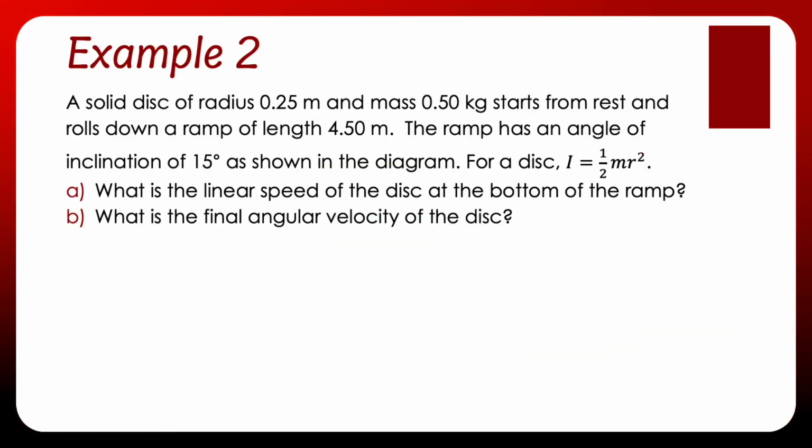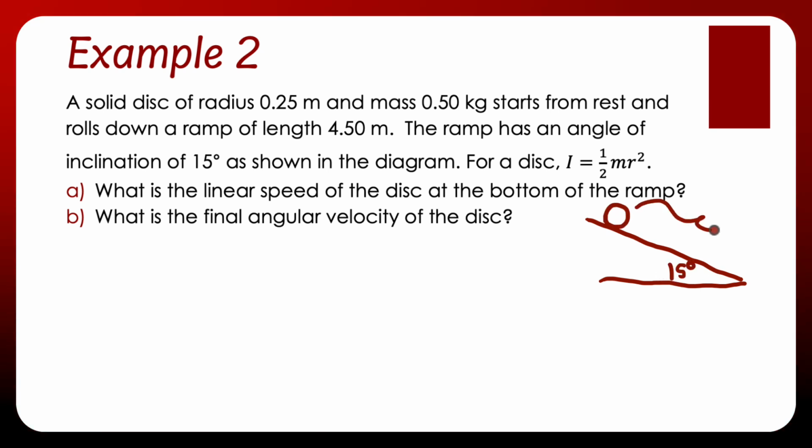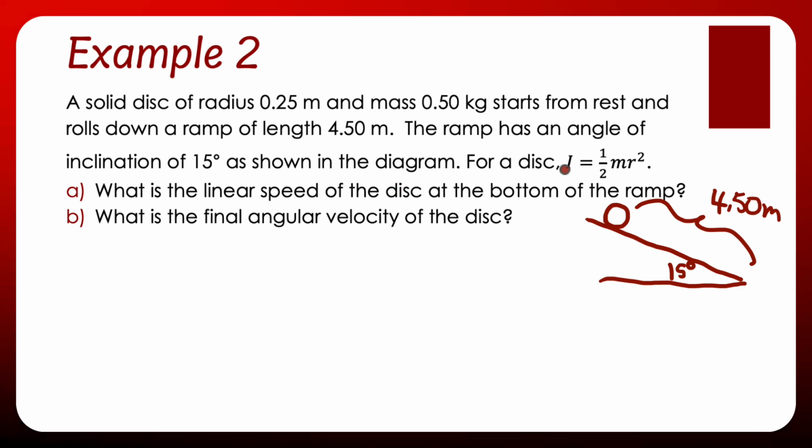Okay, let's do a little bit more of a complicated example. A solid disk of radius 0.25 meters and mass of 0.5 kilograms starts from rest and rolls down a ramp of length 4.5 meters. The ramp has an angle of 15 degrees, as shown in the diagram. Now I have a diagram, and for a disk, here is how we calculate our moment of inertia. What is the linear speed of the disk at the bottom of the ramp?